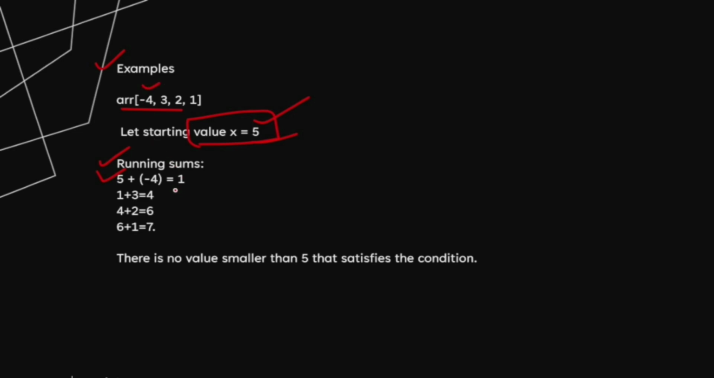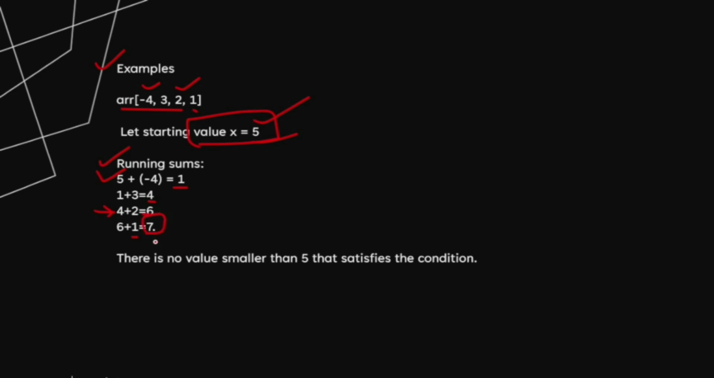Whatever value we get from our first summation, that is 1. Then 1 plus 3. 3 is our second element, the 1st index position element. Here we are getting 4, and this summation result we use in our next summation. Now we add 4 plus the next element of our array, that is 2, and our summation is 6. Then 6 plus 1, where 1 is our last element of the array, and our result is 7.